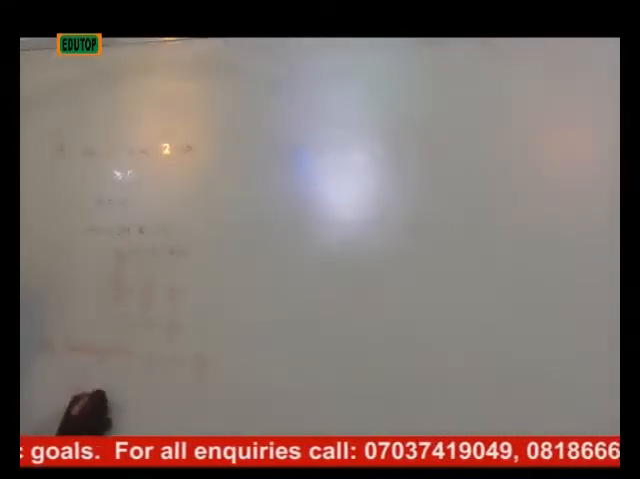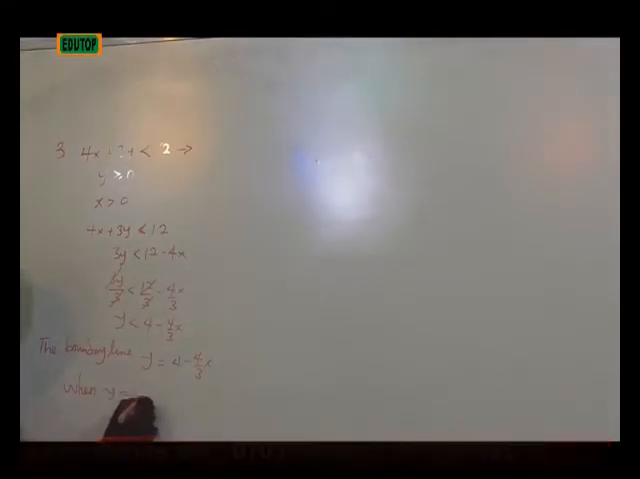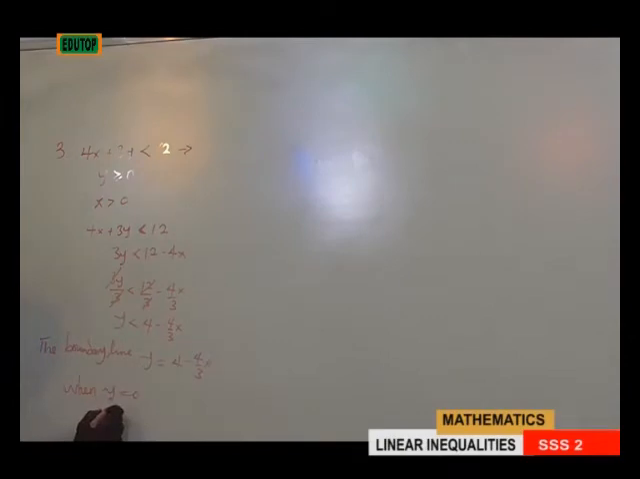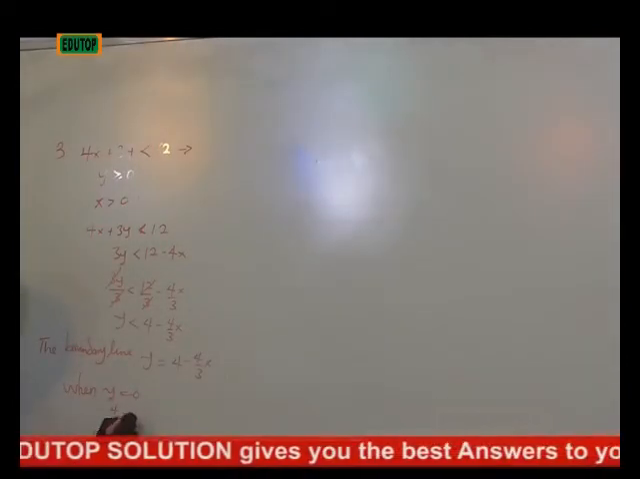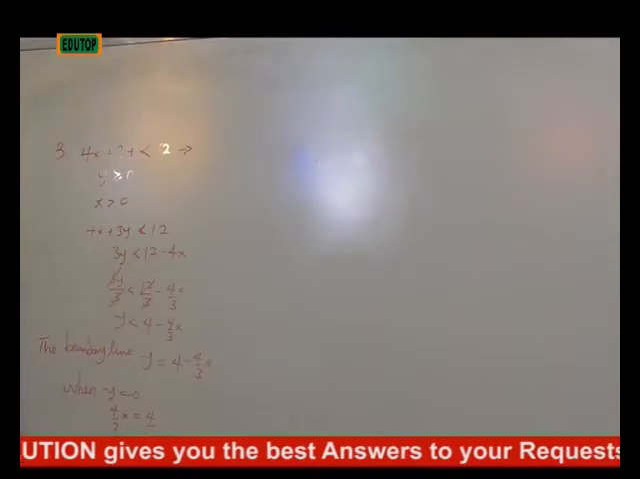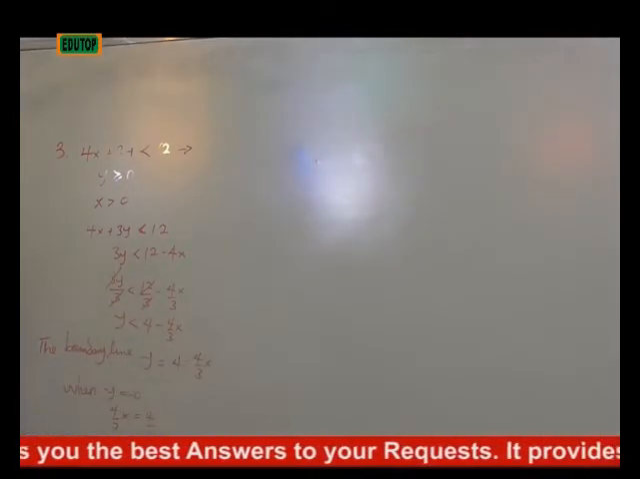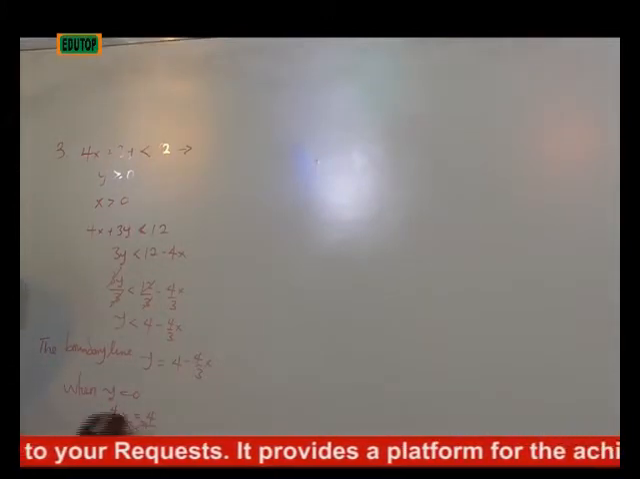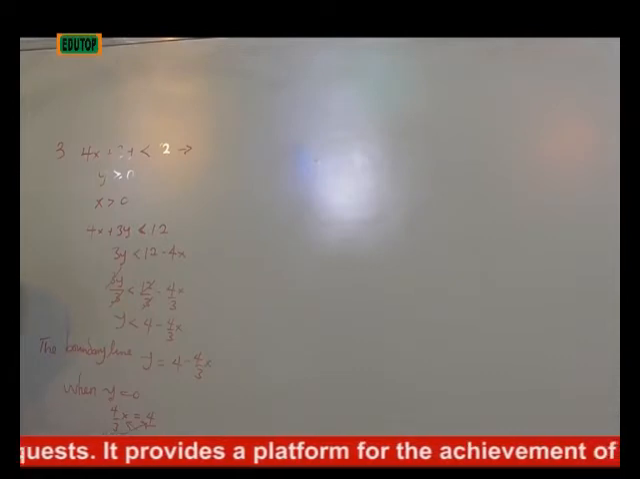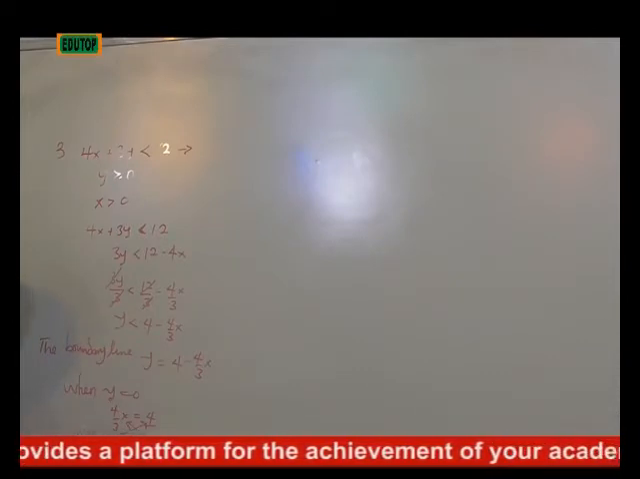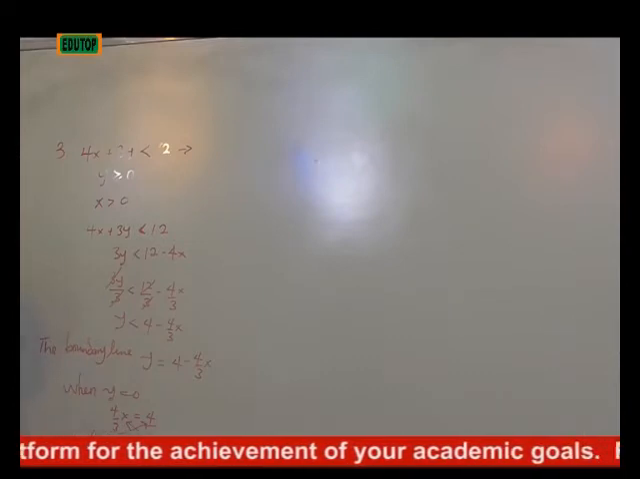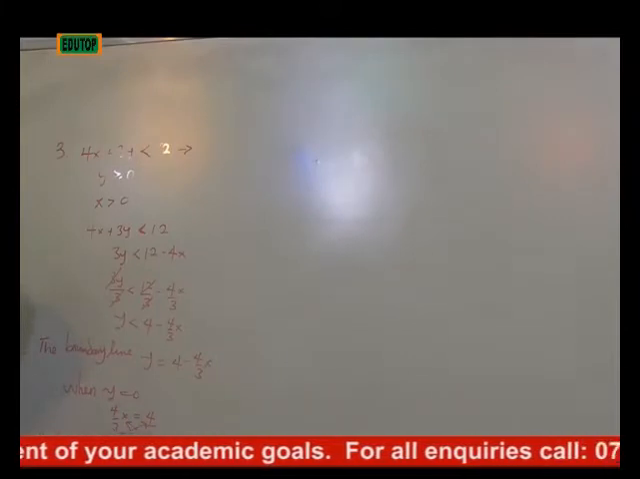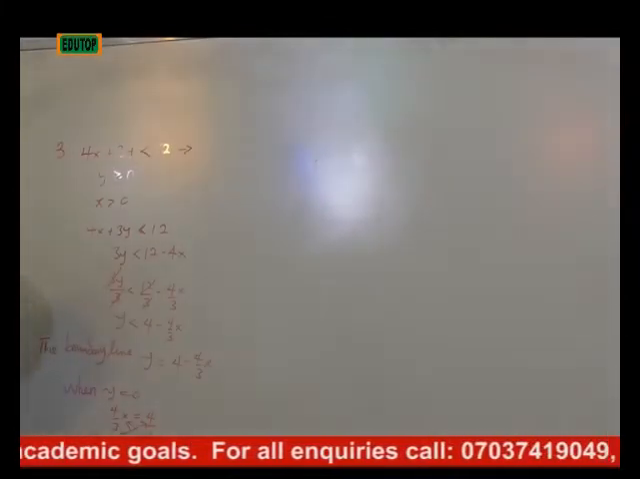When y is equal to 0, then our 4 over 3x will be equal to 4. Because you are transferring, this one is 0, then you transfer it to the other side, it becomes positive. So here, we cross multiply. If you cross multiply, you have 4x equal to 3 times 4. And 4x now will be equal to 12. Dividing both sides by 4, we are going to have 3. Then x will be equal to 3. So the first coordinate is (3, 0).